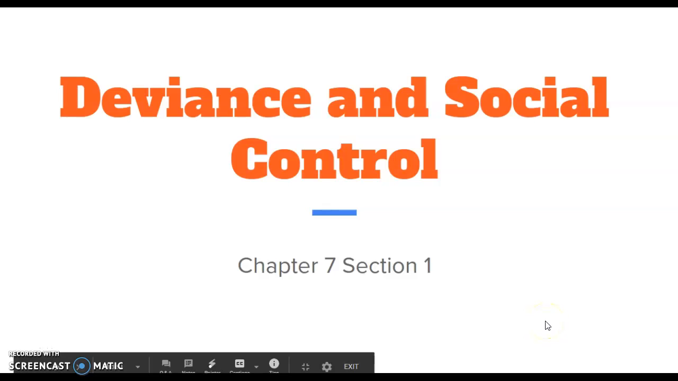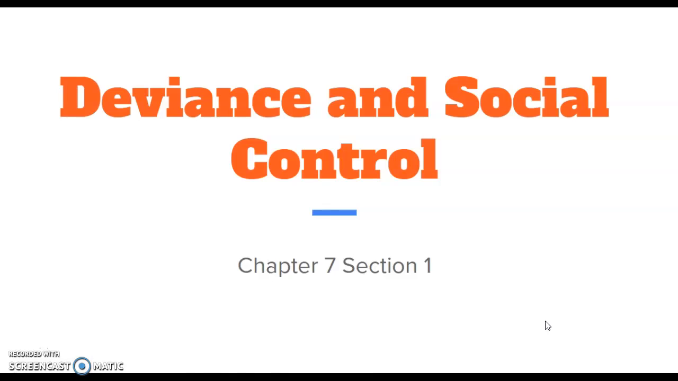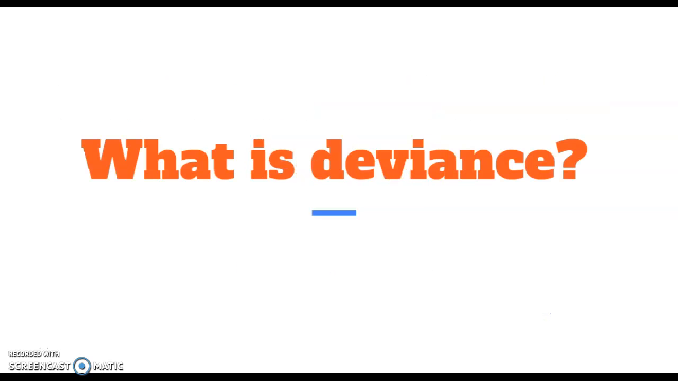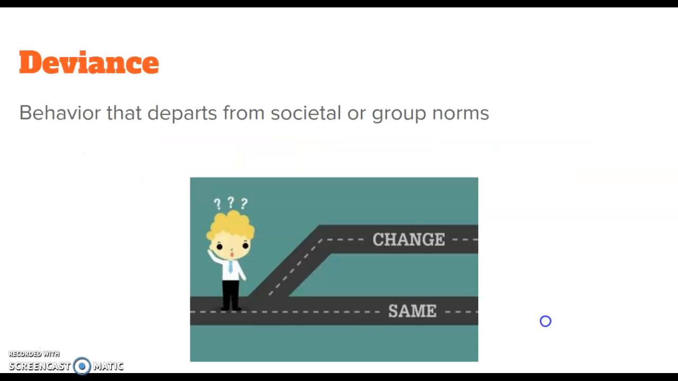Today we're going to be reviewing Chapter 7, Section 1, Deviance and Social Control. This is the beginning of a new chapter, so there are some definitions that we need to go through, and most importantly, we need to be able to define what deviance is. So deviance is behavior that departs from societal or group norms.